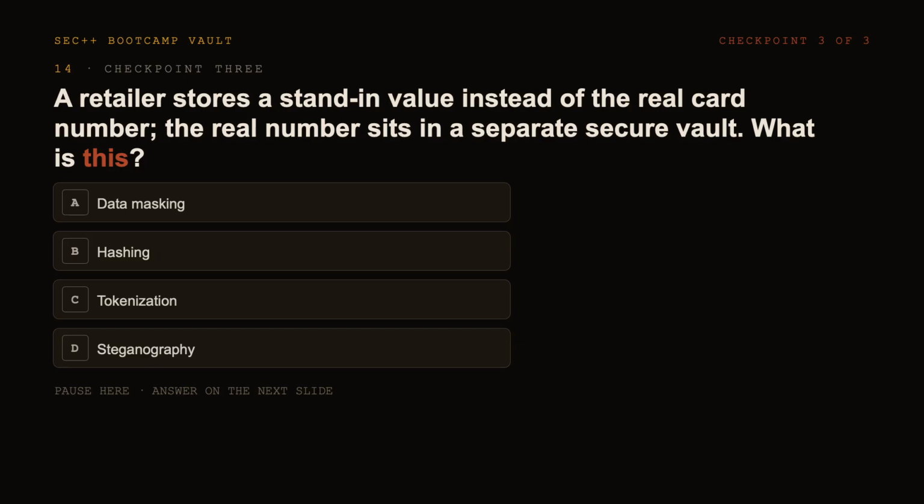Swap versus partially hide. Tokenization replaces the value. Masking covers most of it.